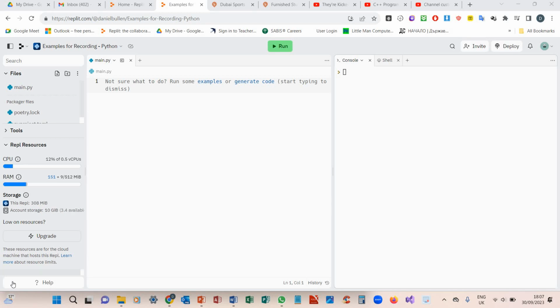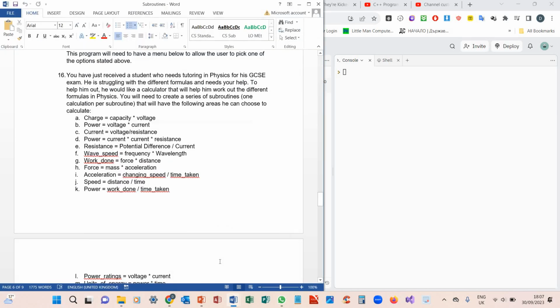And without further ado, we're going to go into subroutines. So what task do we need to do today? Let's put it this way. You've just received a student who needs tutoring in physics for his GCSE exam. He's struggling with the different formulas and desperately needs your help. To help him out, he would like a calculator that will help him work out the different formulas in physics.